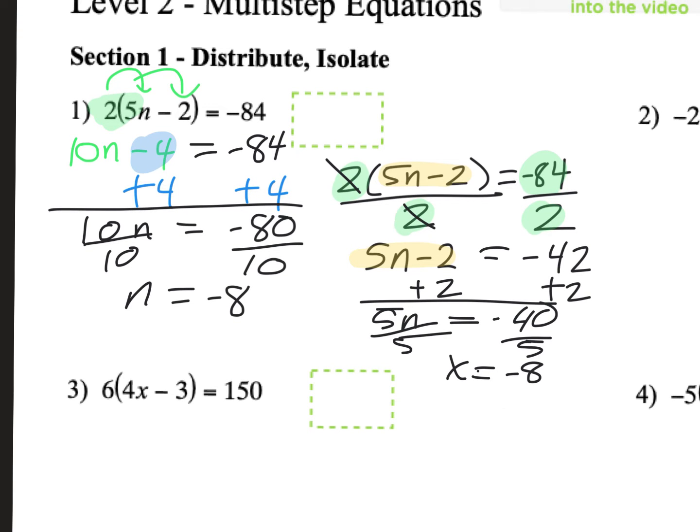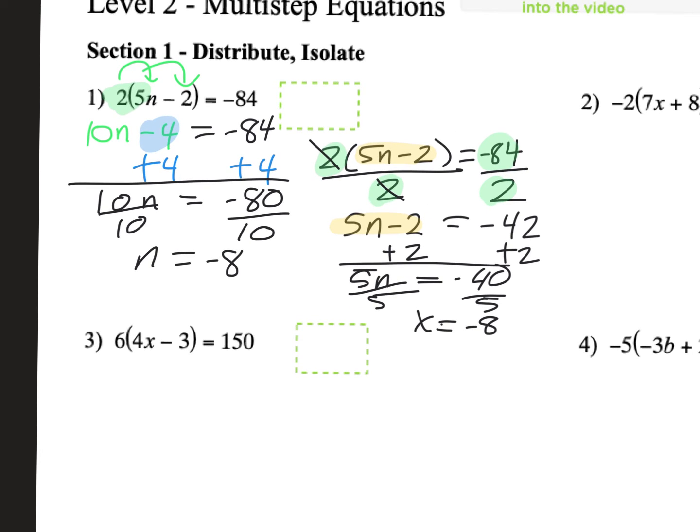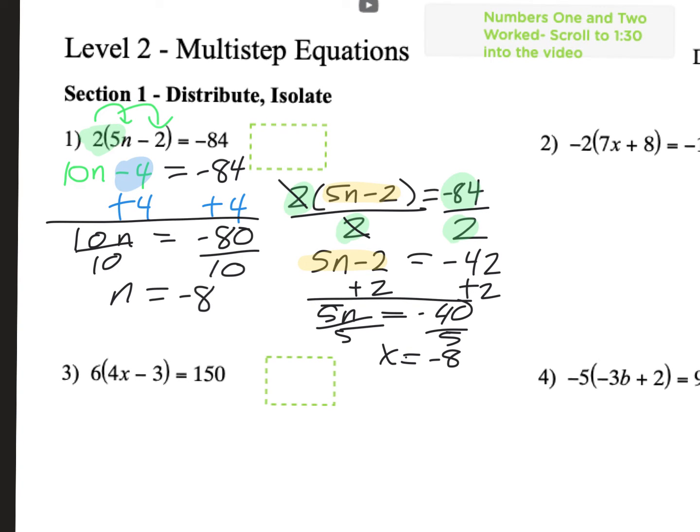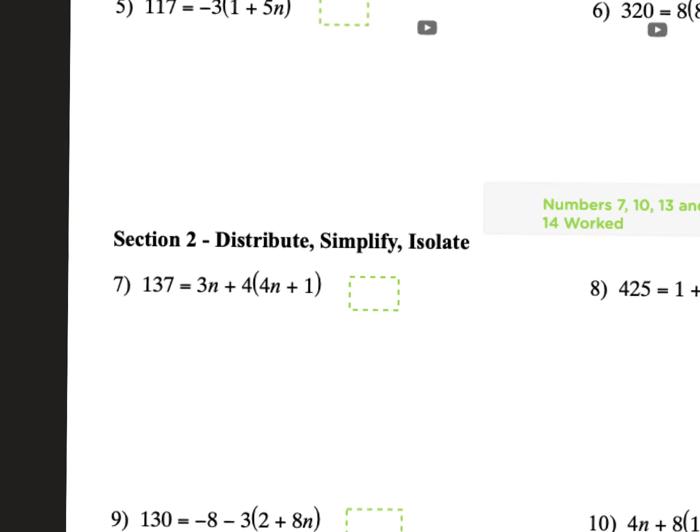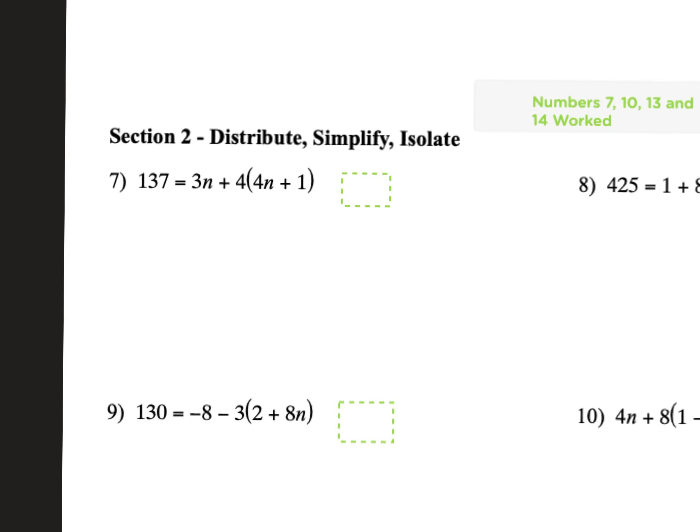Okay, so that takes care of all of the things in section 1. They're all very similar. And again, I threw some videos in there for examples if you need them. So section 2, there's a couple problems I want to talk about.